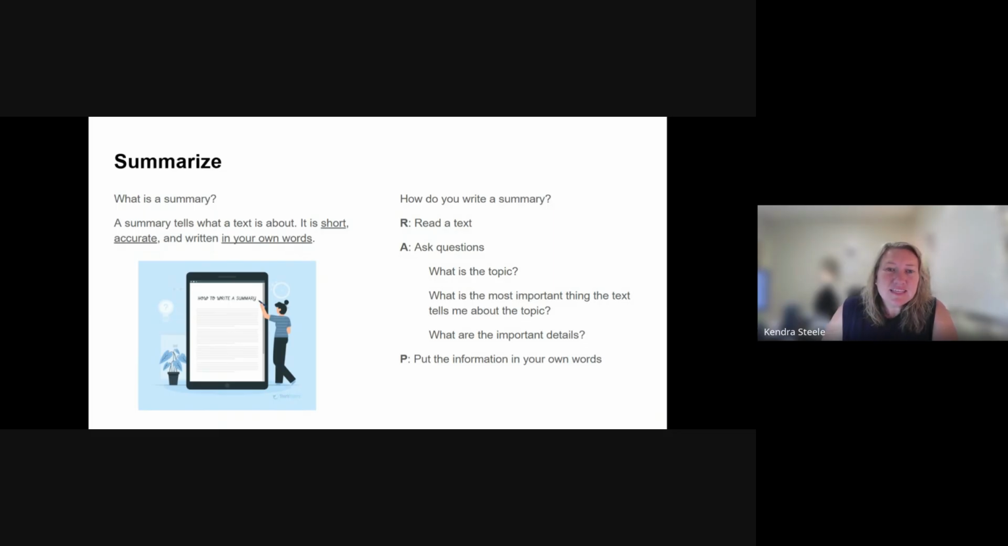After you think about those things, you put the information in your own words. Okay, this is an acronym. RAP spells rap, like the music. So, how do you write a summary? You rap. You read, ask questions, and then put the information in your own words.